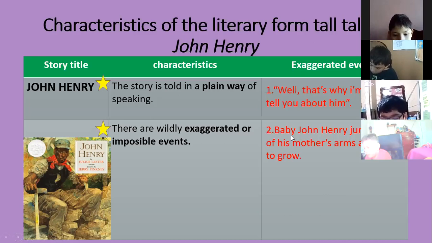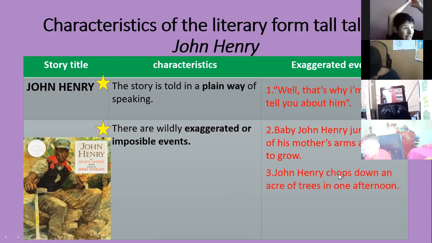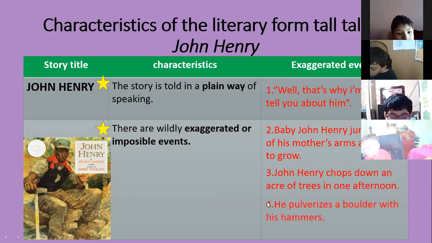What else? Baby John Henry jumps out of his mother's arms and starts growing. John Henry chopped down an acre of trees in one afternoon. An acre is a lot of land. And a unicorn gets out of the woods. But exaggerated is something that is like impossible to do.